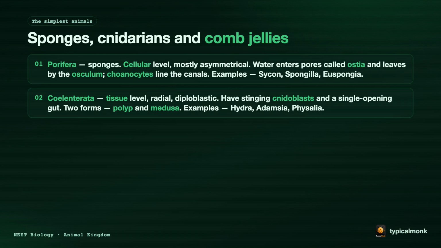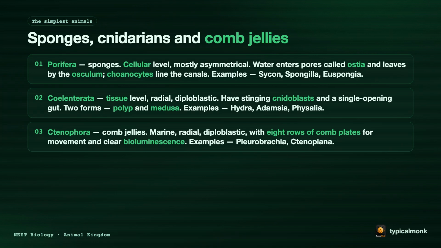Coelenterata, tissue level, radial and diploblastic. They carry stinging cnidoblasts and a gut with a single opening. 2 body forms, polyp and medusa. Examples are Hydra, Adamsia, and Physalia.